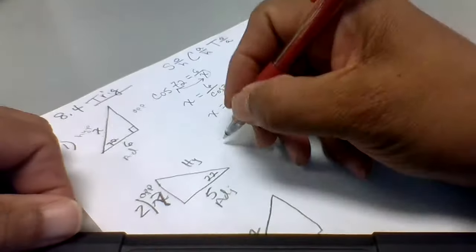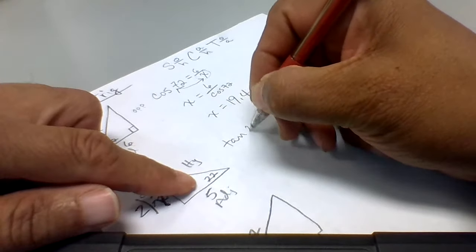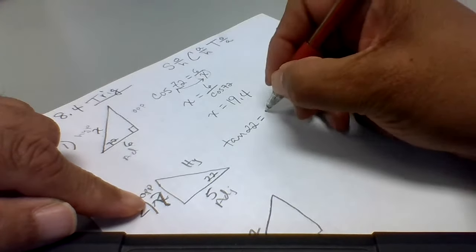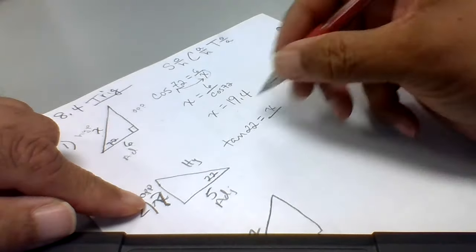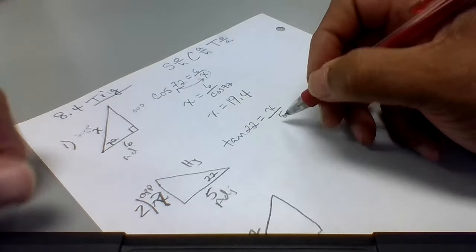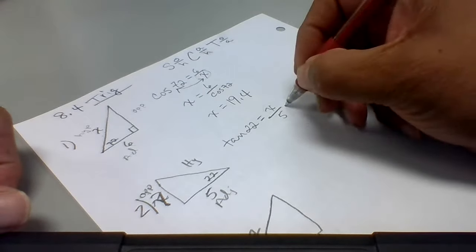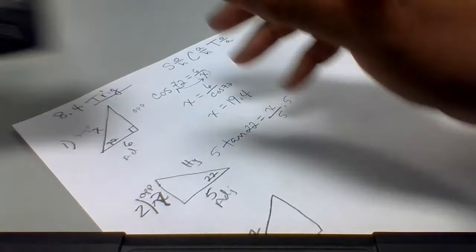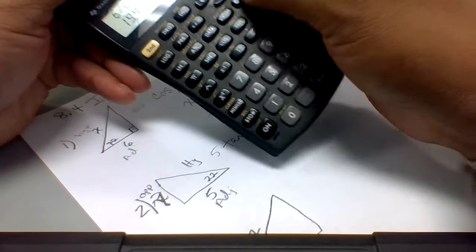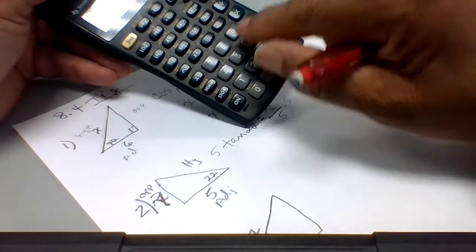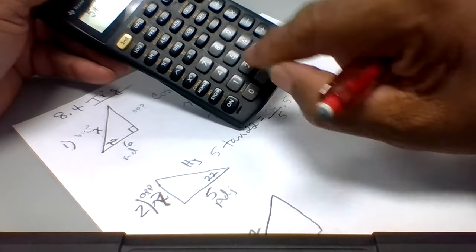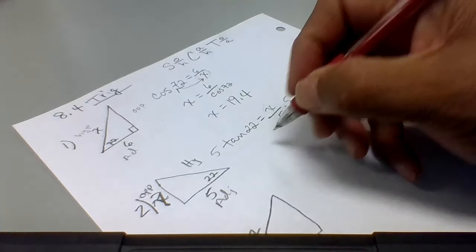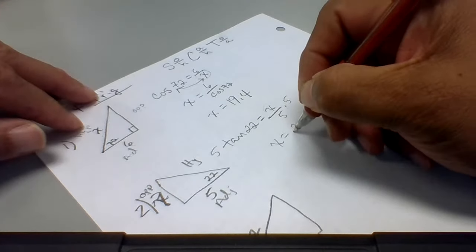So I'm going to do the tangent of 22 is equal to opposite, which is x, over the adjacent, which is 5. To solve this, the x is on top, so I multiply this side by 5 and multiply that side by 5. And I end up with 5 times the tangent of 22. And that gives me 2.02. So x is equal to 2.02.